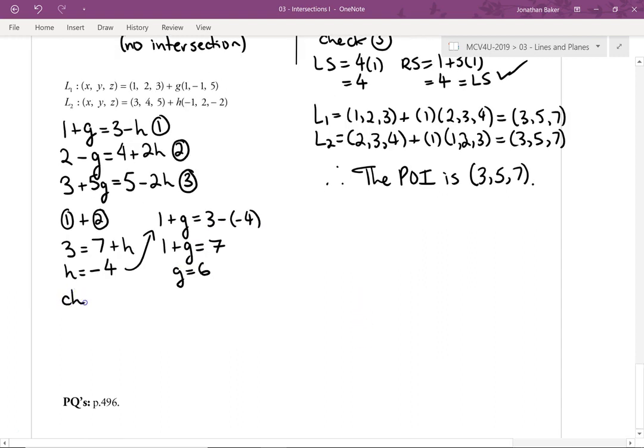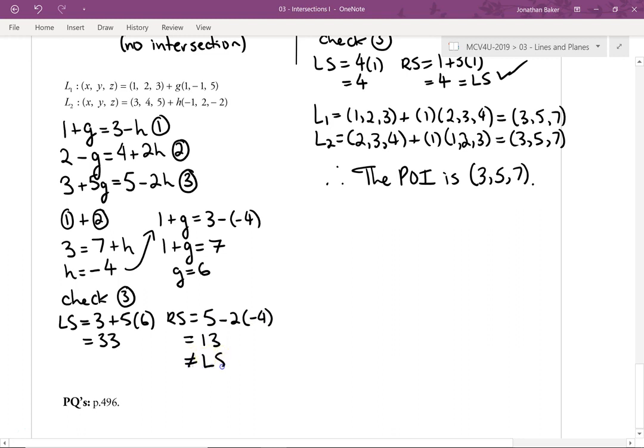So we'll check 3, and let's see. Our left side is going to be equal to 3 plus 5 times 6, right? And our right side is going to be equal to 5 minus 2 times negative 4. So this one would be 33, and this one would be 5 plus 8, right? It's 13, which is not equal to the left side.